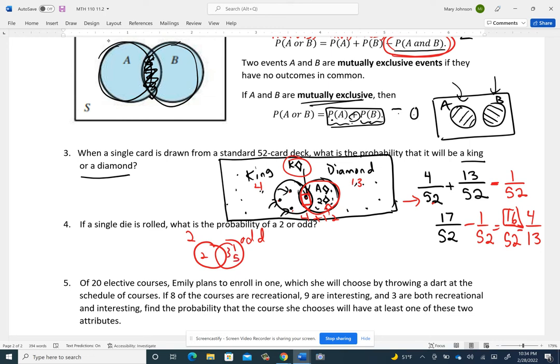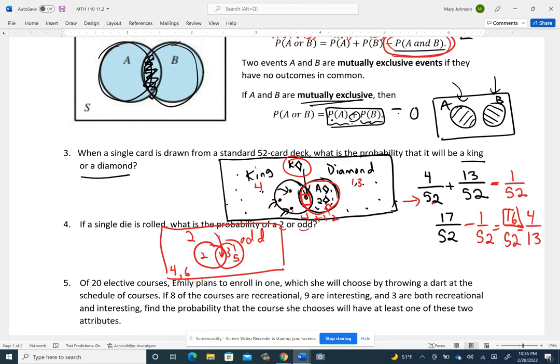But they can't be within the 2 circle because they're not the number 2. And then the rest of the ones that we haven't put anywhere would be the number 4, okay, and the number 6. So they're not odd and they're not the number 2. So they don't belong in the 2 circle and they don't belong in the odd circle. All right, so you see how those two events are mutually exclusive because there's nothing in the intersection, nothing in here.